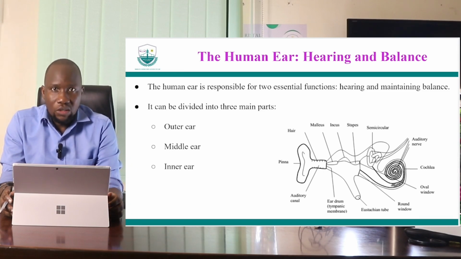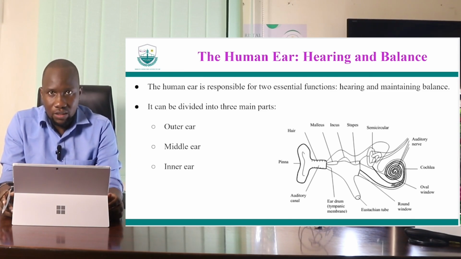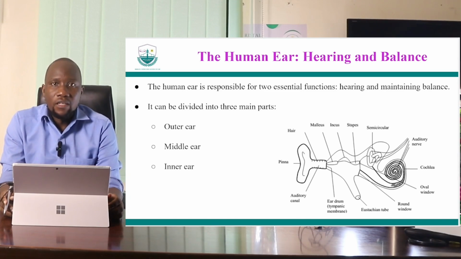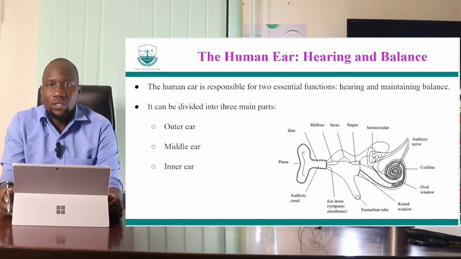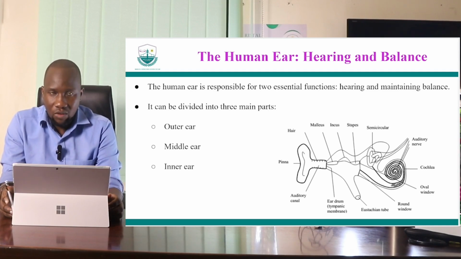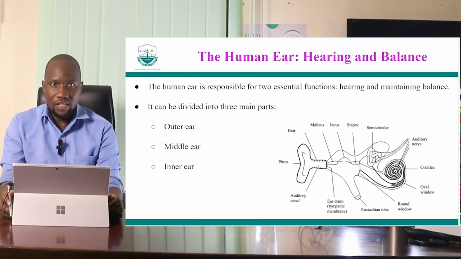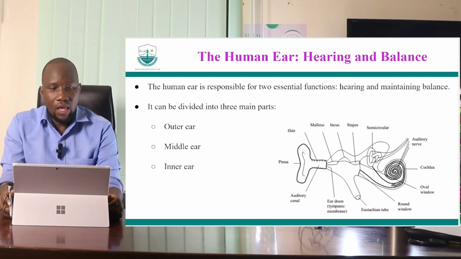So you need to note that the ear is used for two functions: hearing, okay, and then balancing. Balancing is about knowing the position of the head, okay. We shall look at that later on. So let's first look at the parts. The ear is divided into three parts: the outer ear, the middle ear, and the inner ear.